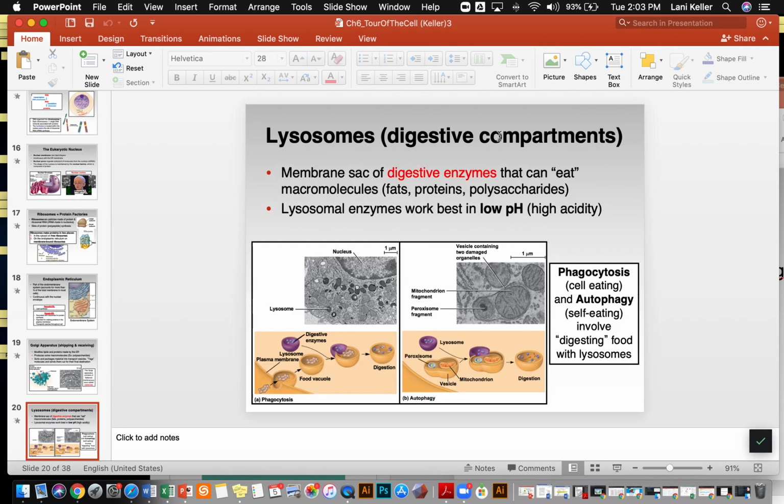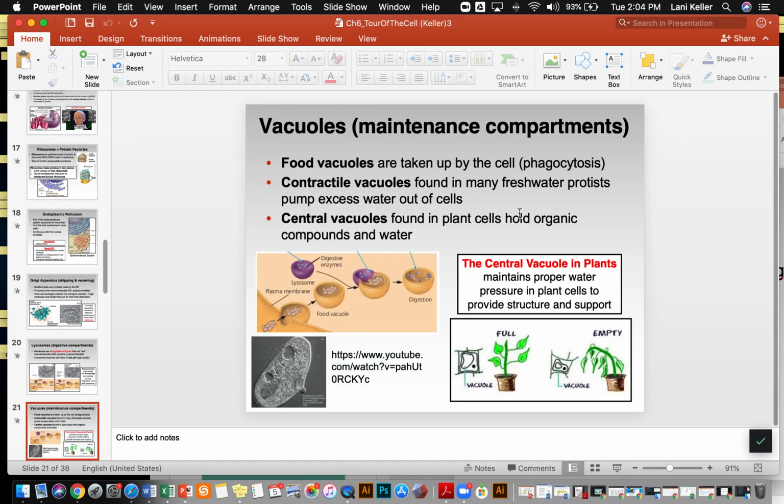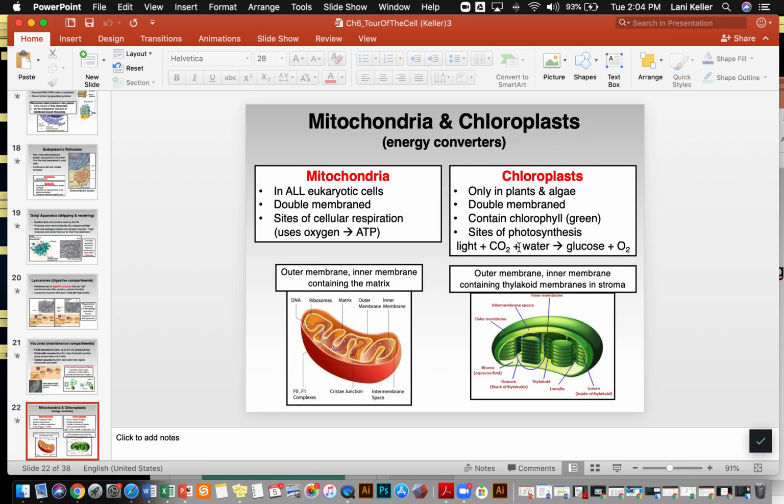Lysosomes are digestive compartments. This is where digestive enzymes work, with a low pH, like the cell's stomach. Vacuoles are food vacuoles from phagocytosis. Contractile vacuoles in many protists pump water, and central vacuoles are in plants.